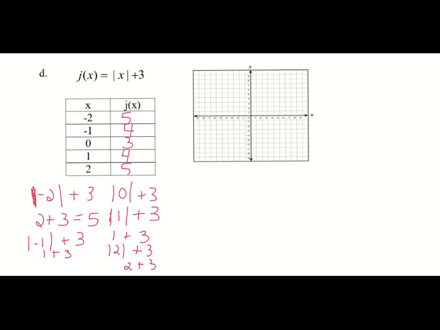And then, like we saw before when we were doing the vertical line test, our absolute value is a V shape. So when we plot these, we should have negative 2, 5. It's up here. Negative 1, 4; 0, 3; 1, 4; and 2, 5. And then you draw that V shape. And that is what our absolute value graph or function would look like.